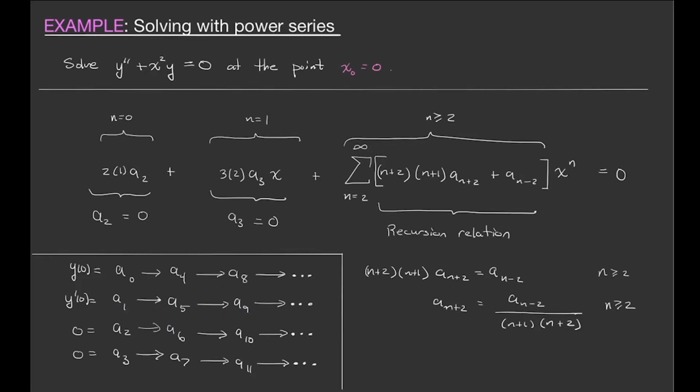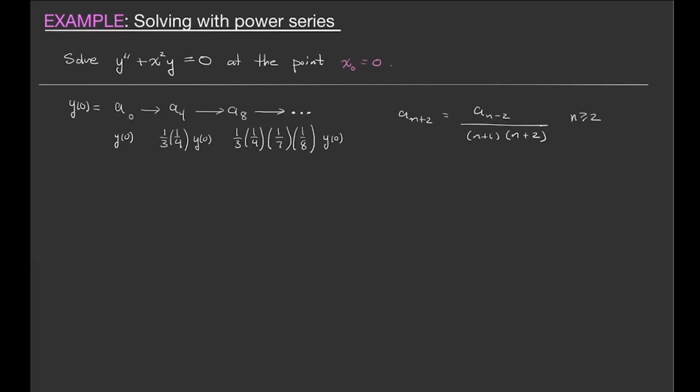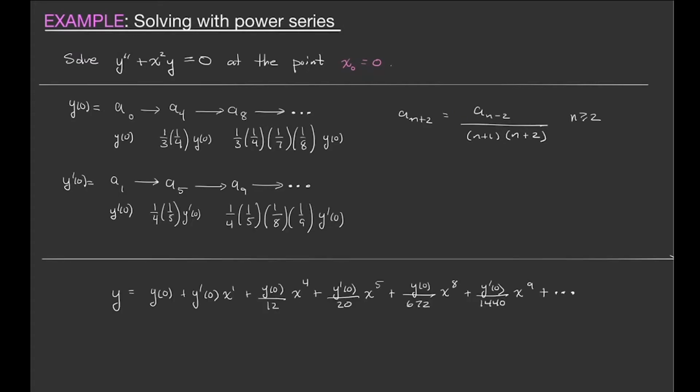If we assemble that information, making note of this recurrence relation, which I now note was missing a negative sign, what we will have is this string here. We have y of 0, 1/3 times 1/4 y of 0, and so on and so forth. So it can all be written in terms of y of 0. Same thing for y prime of 0. And I want to make a note, I missed a negative sign previously. That should be here. That'll give us this series.